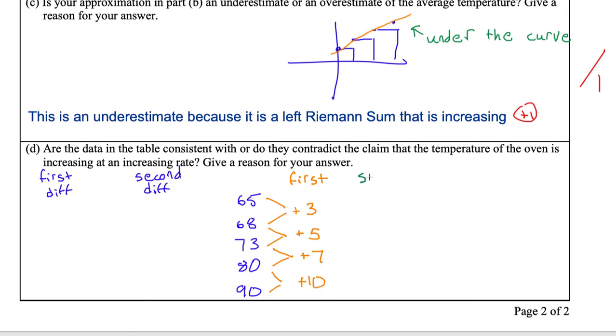The second differences, and you can probably guess, is the differences of the differences. So what's the difference between 3 and 5? To get from 3 to 5, I had to add 2. To get from 5 to 7, I had to add 2. To get from 7 to 10, I had to add 3. It doesn't matter what numbers they are. It just matters, are they positive or are they negative? Is it increasing or is it decreasing? In this case, they are all positive, so the first differences are all positive, therefore it is increasing. The second differences are also all positive, therefore it is increasing at an increasing rate. You can have increasing at a decreasing rate if all of these were negative. That's how you show it with a table.